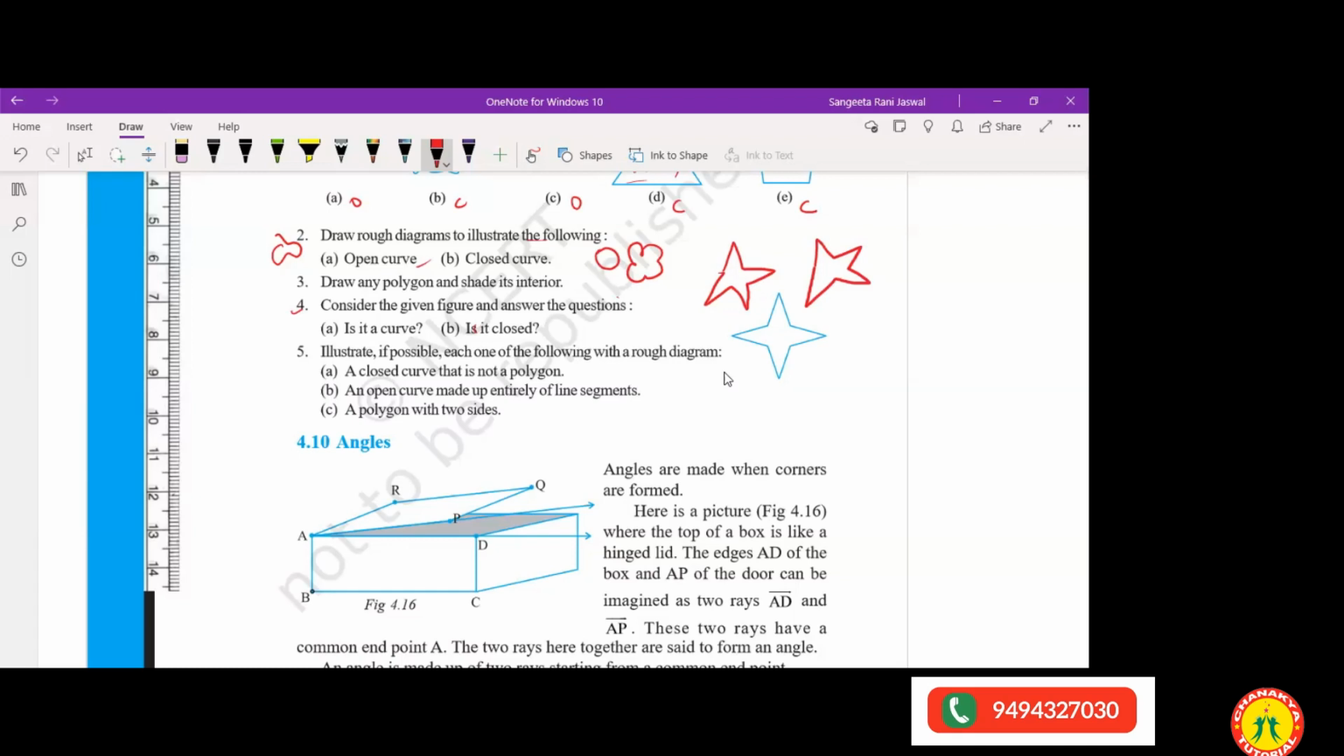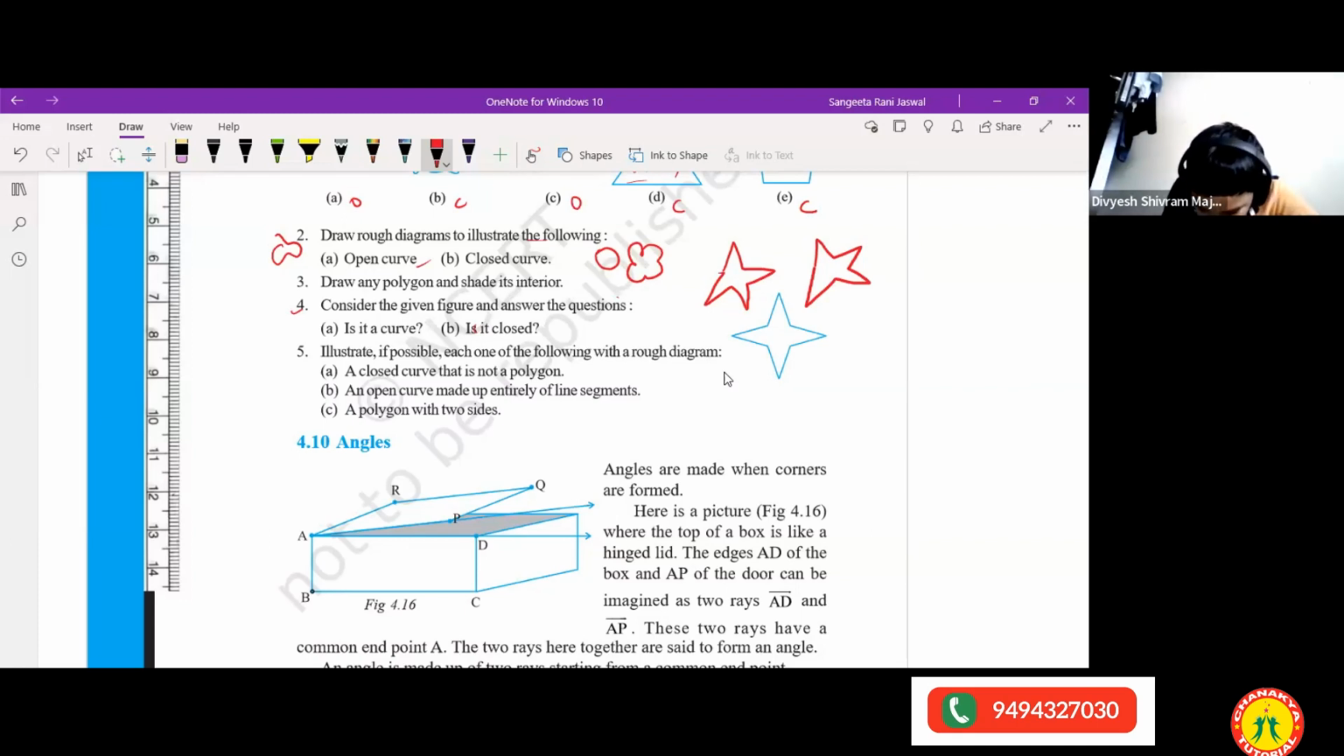Okay, now illustrate if possible each one of the following with a rough diagram. You have to show it with a rough diagram. Illustrate means you have to show it. A closed curve that is not a polygon. Any closed curve which is not a polygon. A circle. Okay.